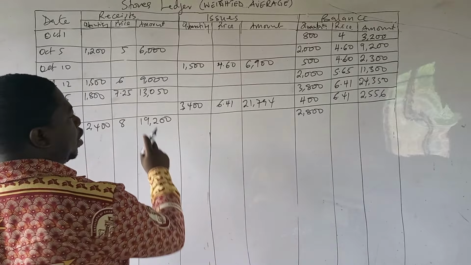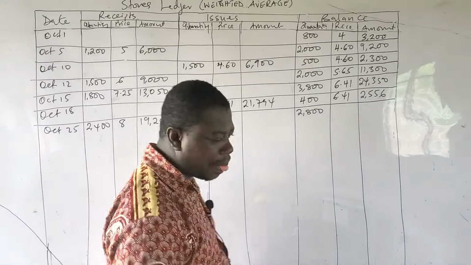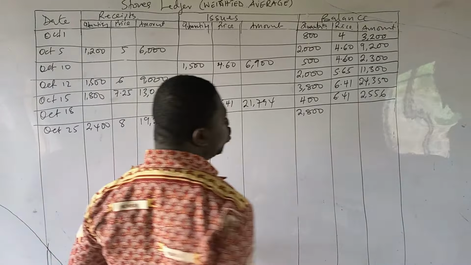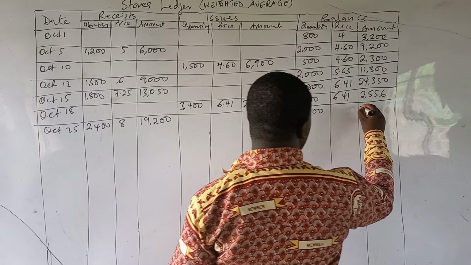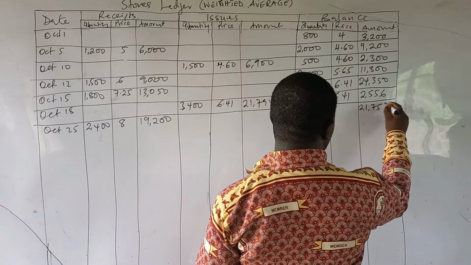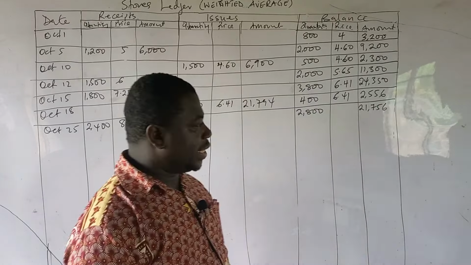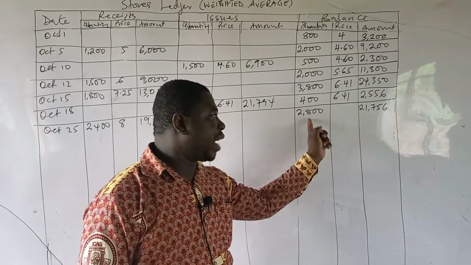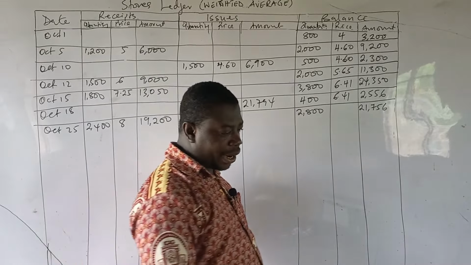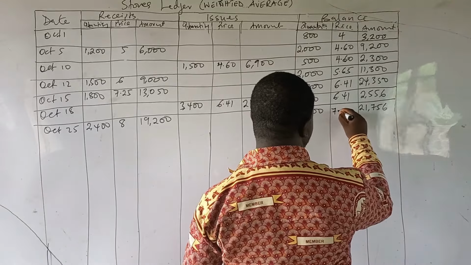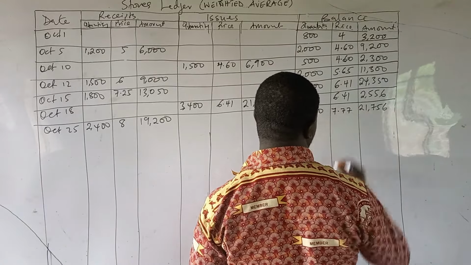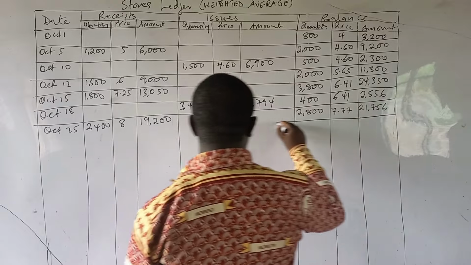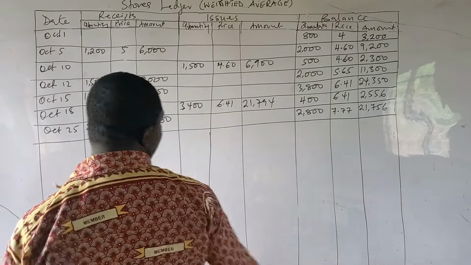And then we add the two amounts. And then when we add 19,200 to 2,556, we have 21,756. And so in the same way, we divide this by that, and we get a new unit price, which is going to be 7 cedis, 77 pesos. That is the new weighted average price. We are good to go.